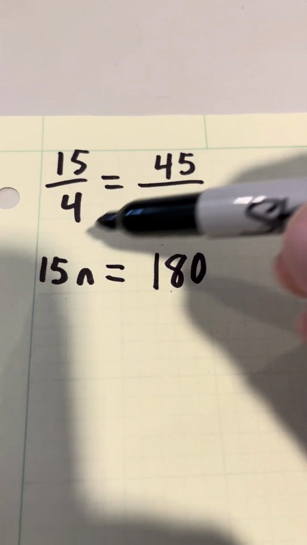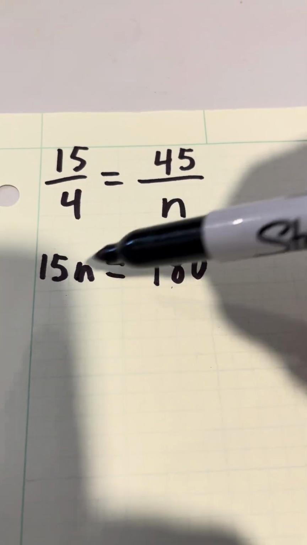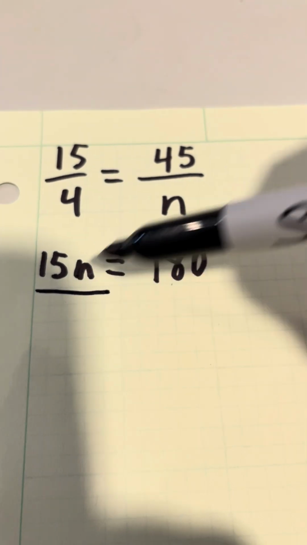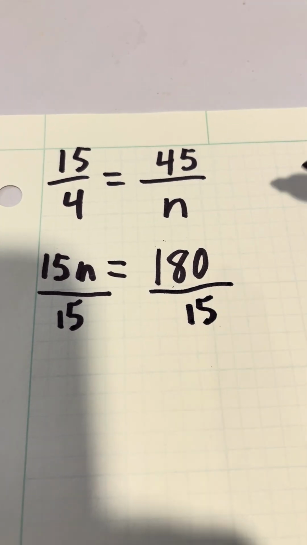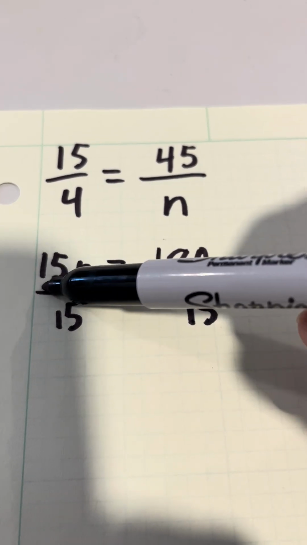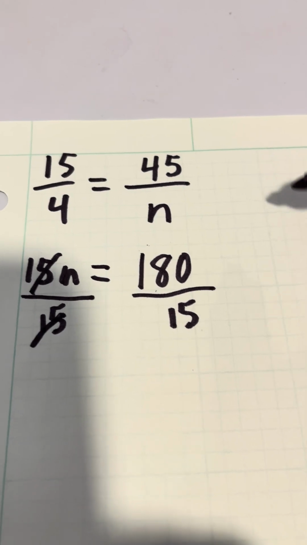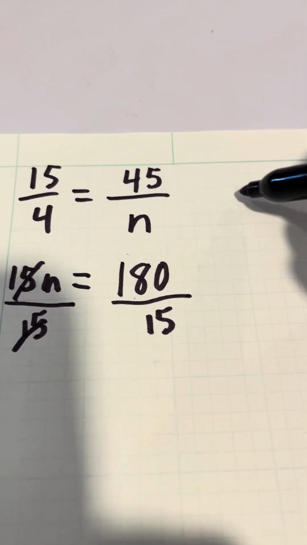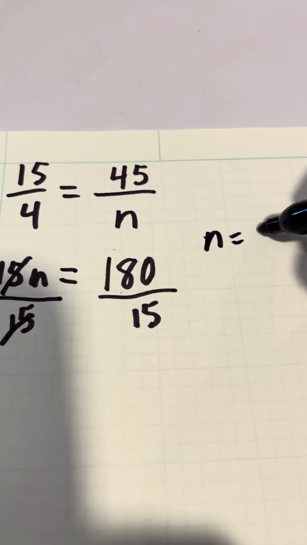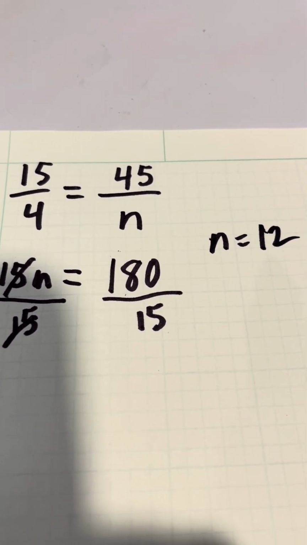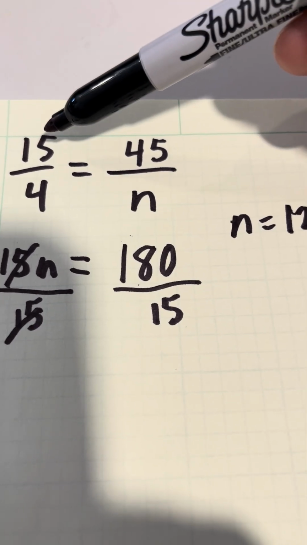All right, then we want to solve for n. So it means we want to get the n by itself. So we're going to divide by 15 here, and divide by 15 here, which causes our 15 to cancel out. And 180 divided by 15 equals 12. So n equals 12.